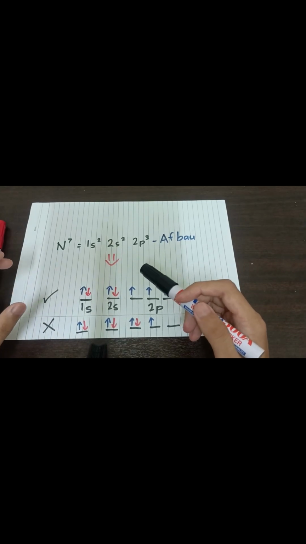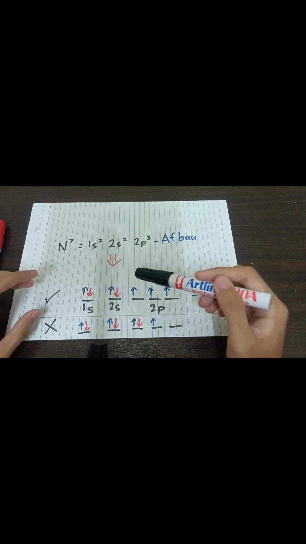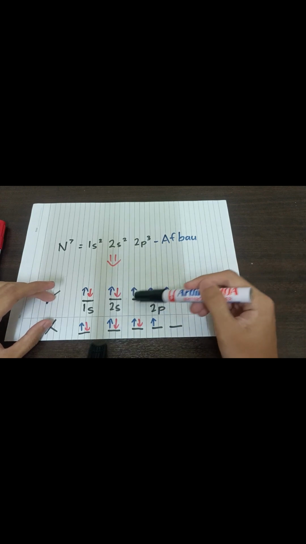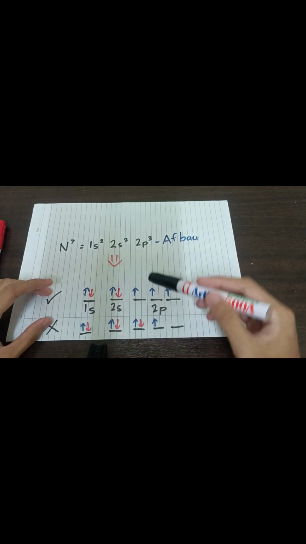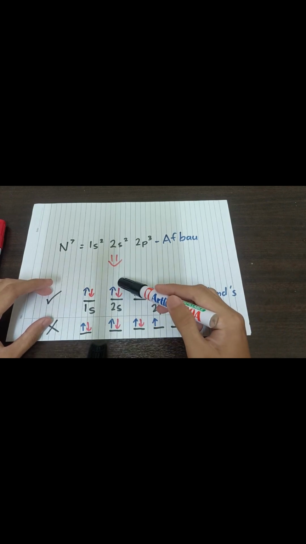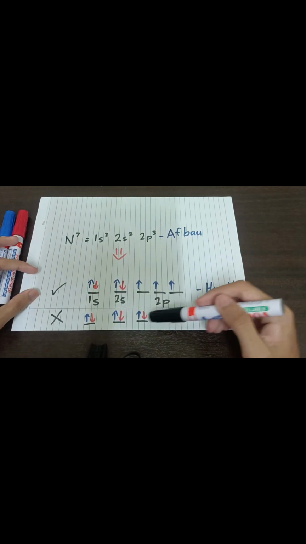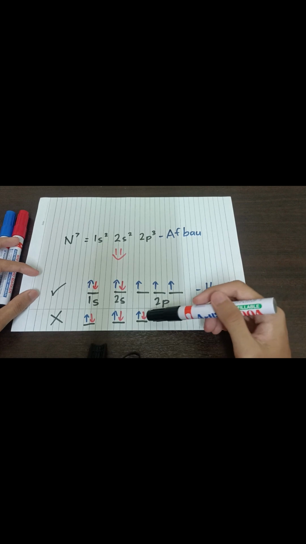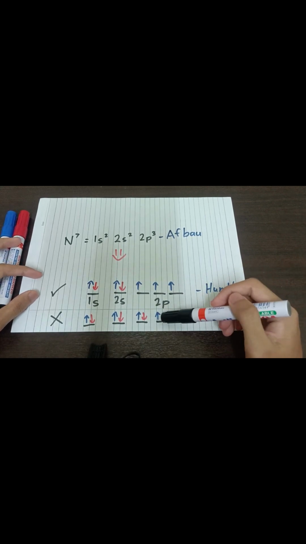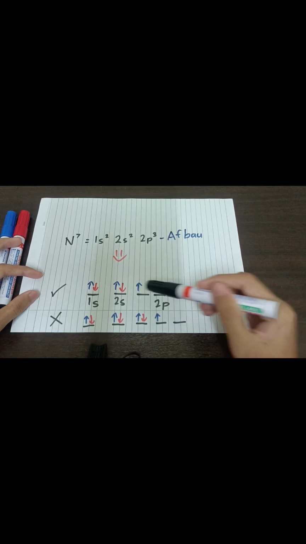Hund's rule states that every orbital in a sublevel is singly occupied first, before any orbital is doubly occupied. Like this. It should be single orbital first, before doubly occupied. It cannot be written like this, double single. Hund's rule says that you should singly occupy first before double. So you should take this one to here like this.